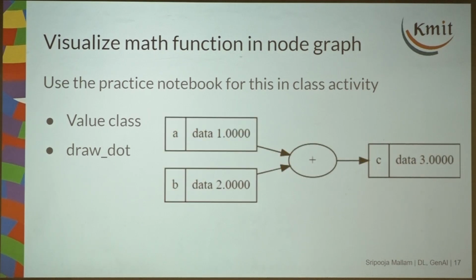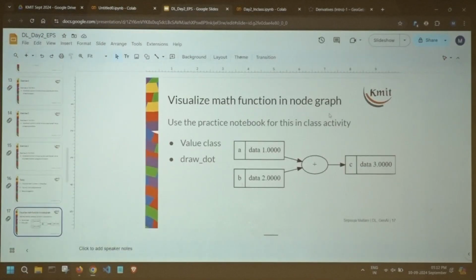So this is how your math function will look if we use the Value class and draw dot function correctly. Right? This is a simple equation, C equal to A plus B. Very simple. But the representation has changed. We no longer depend on the math representations. We changed it slightly into this node graph. So we'll do that using the Value class first.